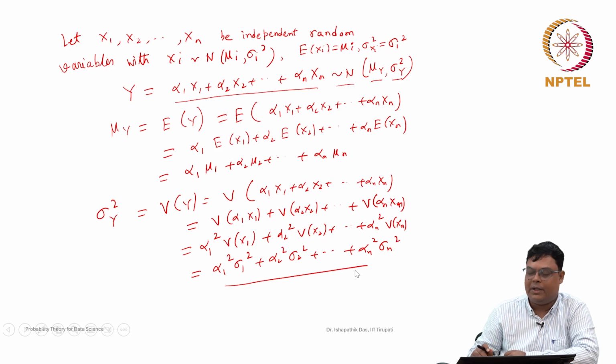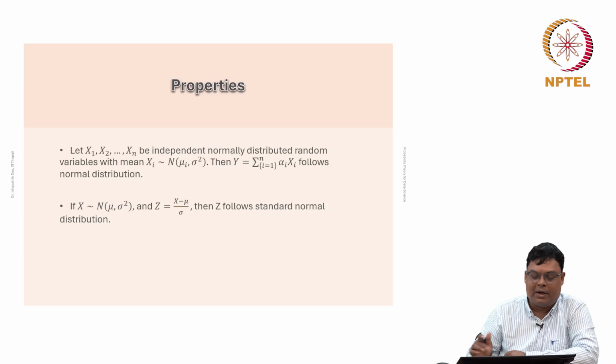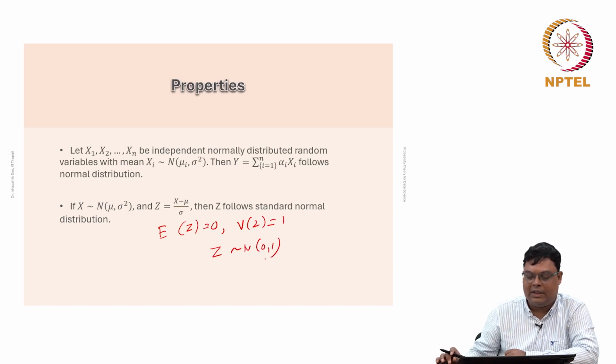This is one general property. Next, it is very important. The next property is that if x is normal with mean mu and variance sigma square, and you take the transformation z is equal to x minus mu by sigma, then z follows a standard normal distribution. That means the expected value of z is 0 and the variance of z is 1, so z is normal 0, 1. We will see that.